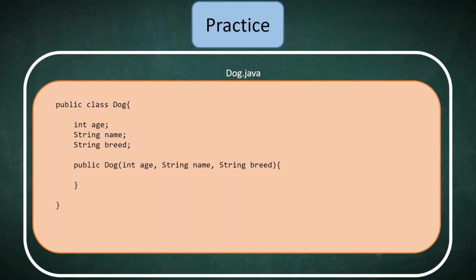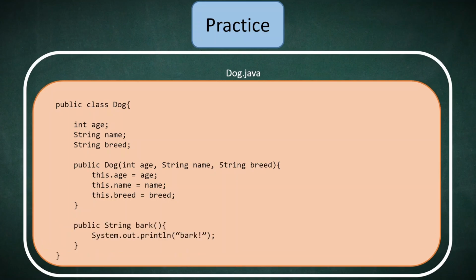The constructor will let us create the object of the class in the main method later. In order to complete the constructor, we have to use the this keyword to assign the parameters to their respective fields, like so. Finally, let's put in a function called bark that will print bark whenever it is called. This will be our dog class for now.